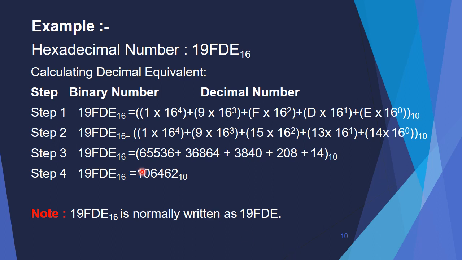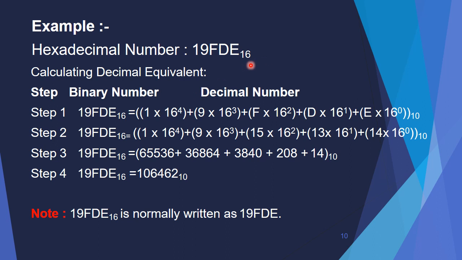So now the steps for converting. For hexadecimal, I have given you a simple example, 19FDE to the base 16. So this is now in hexadecimal form. So how do we convert? What is the first step you need to do?